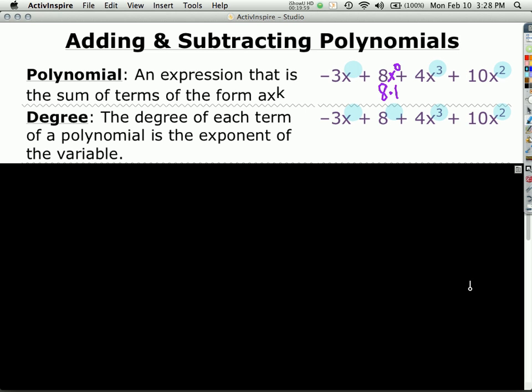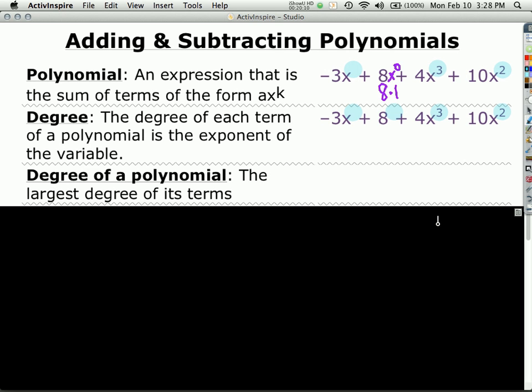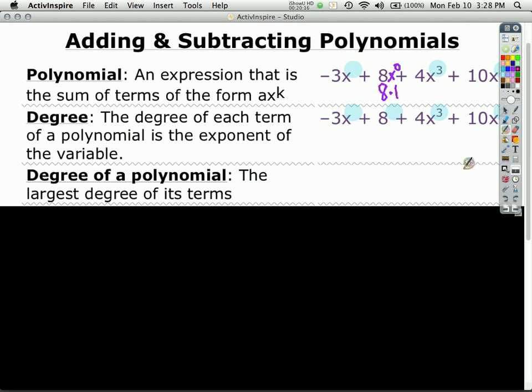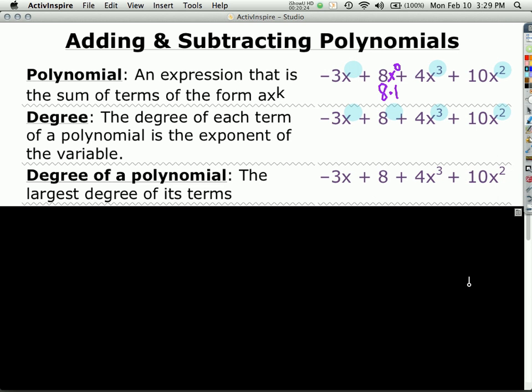Now we take that idea and we take it one step further. Every polynomial that we work with has an overall degree. And the overall degree of a polynomial is the largest degree of its terms. So I'm going to use the same expression again. And now, what's the degree of the polynomial? The degree is the largest exponent. So that's a 1, that's a 0, that's a 3, and that's a 2. Which means that this is a third degree polynomial. The largest exponent is 3.